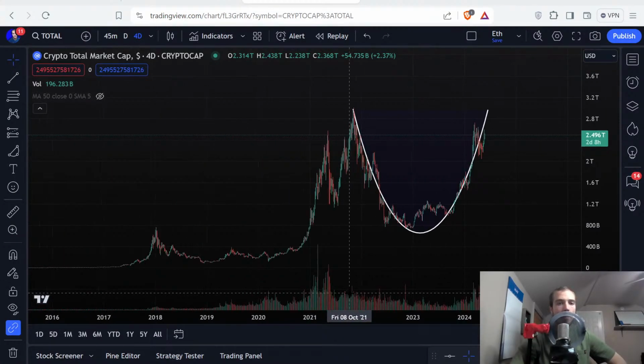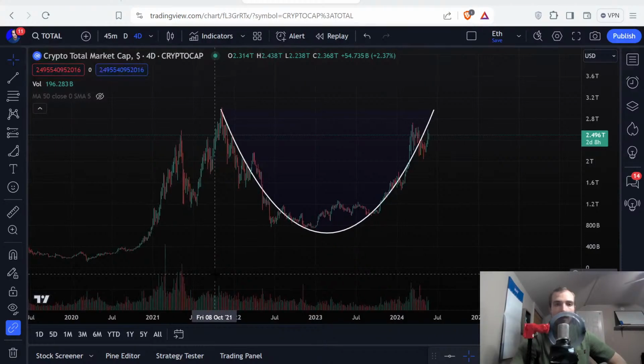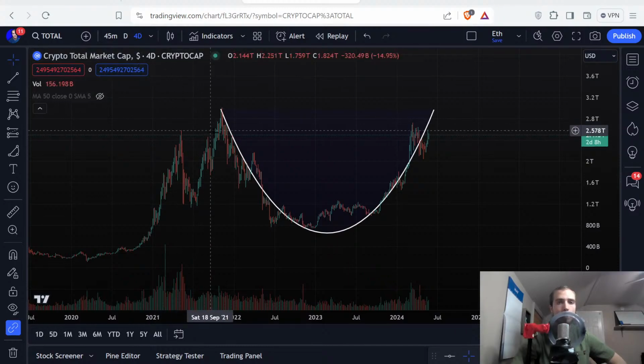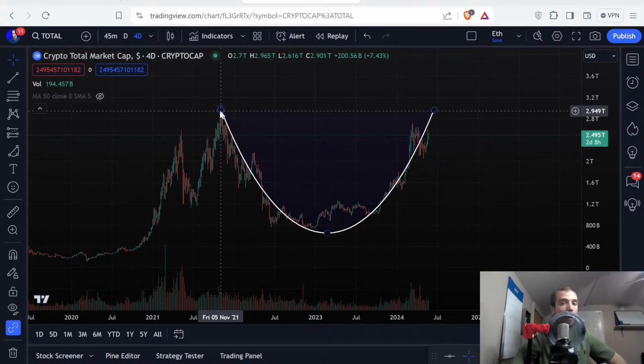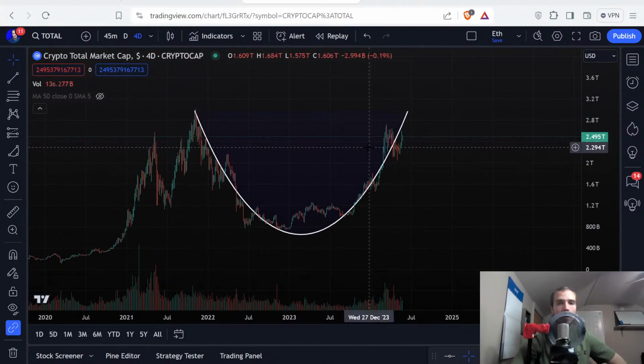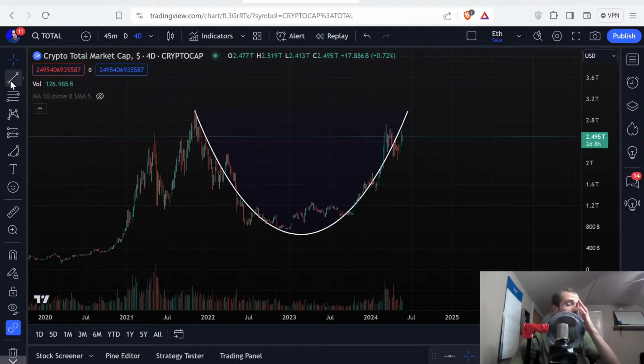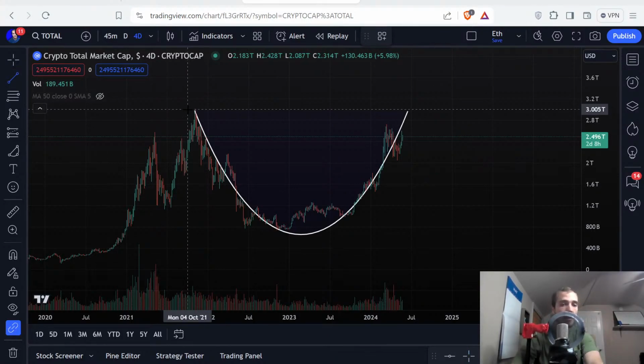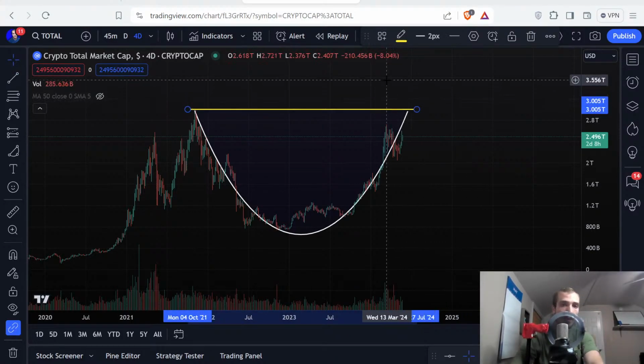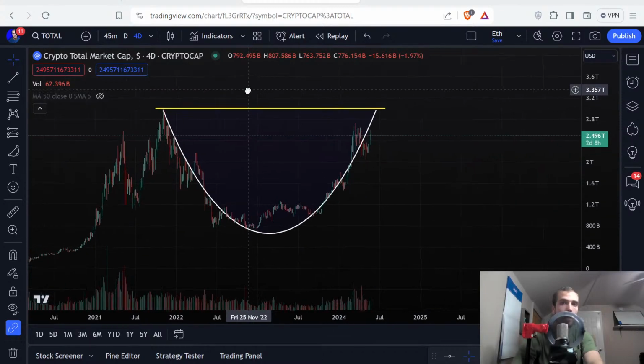So the rounded bottom pattern is a very, very high probability pattern. It's one that I love to see inside of these markets, and one that plays out pretty much 100% of the time. So as we break out of the resistance of this rounded bottom pattern, we're going to see a ton of money coming into crypto over the big picture.